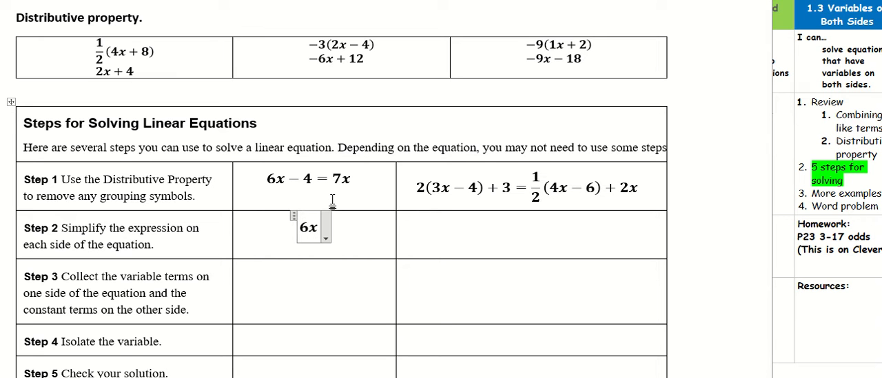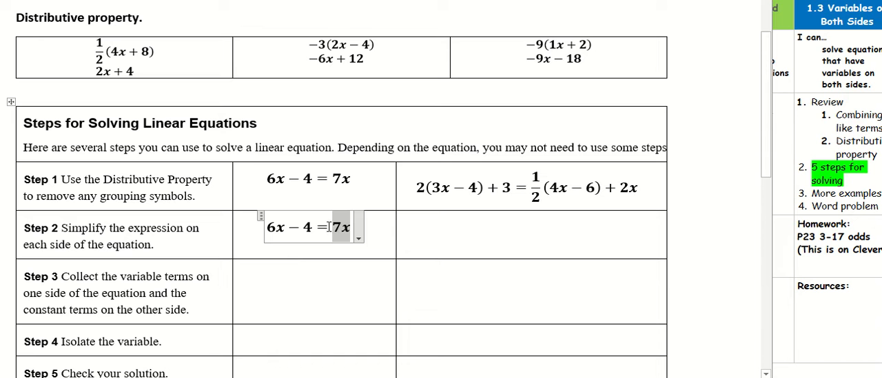So here is 6x minus 4 equals 7x. I just rewrote it again. We're moving down to the next step. Simplify the expression on each side of the equation. Each side just means this side of the equal sign and this side of the equal sign. Are there any terms that I can combine on this side? Are there any terms that I can combine on this side?